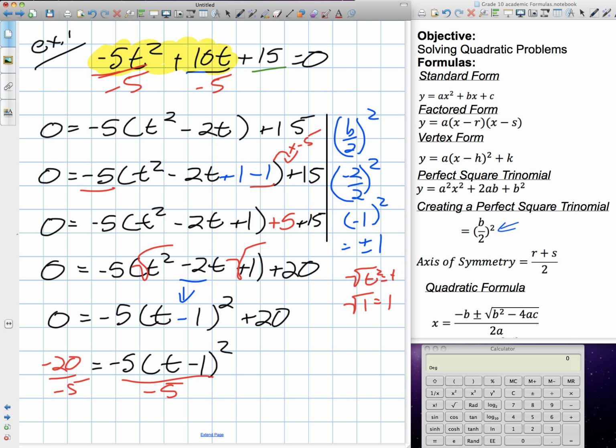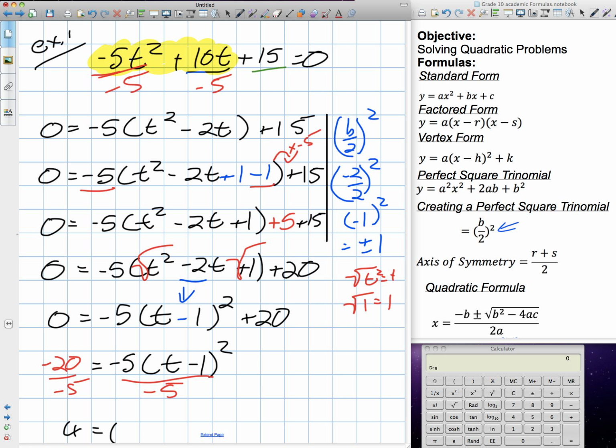Anyone know? Because you get all the brackets. What's the operation between -5 and those brackets? It's multiplication. So because it's multiplication, in order to move it, I use division. -20 divided by -5 is positive 4. On this side, we're left with t minus 1 squared.